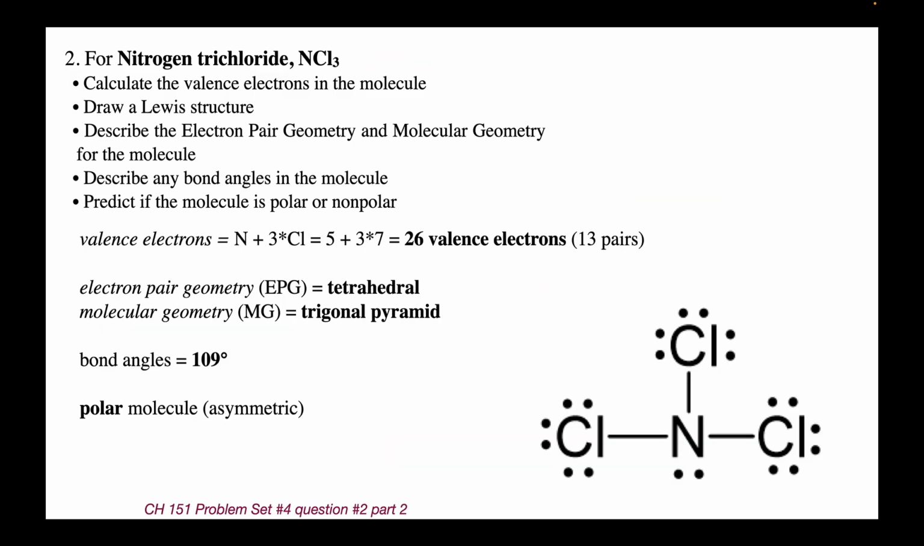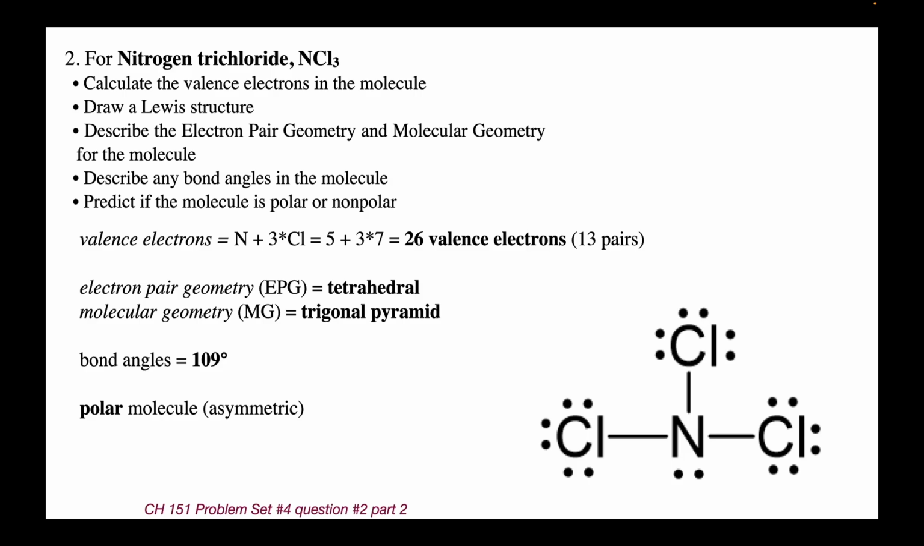Here's some better pictures instead of my kind of lame drawings. But anyway, you can see once again that you want to count up the nitrogen and 3 chlorines to get 26 valence electrons, or 13 pairs. The EPG, when you have 4 pieces, 4 clouds around nitrogen, would be tetrahedral.